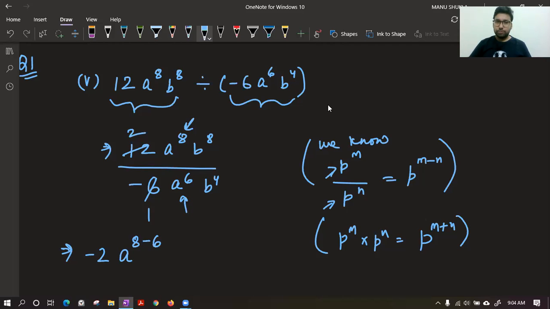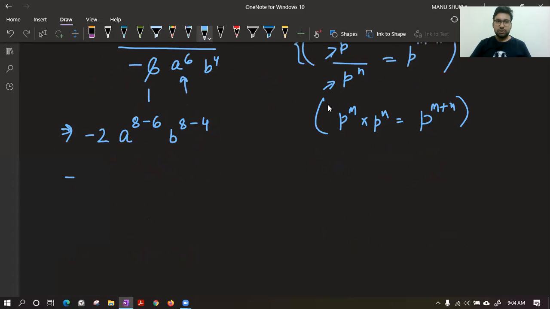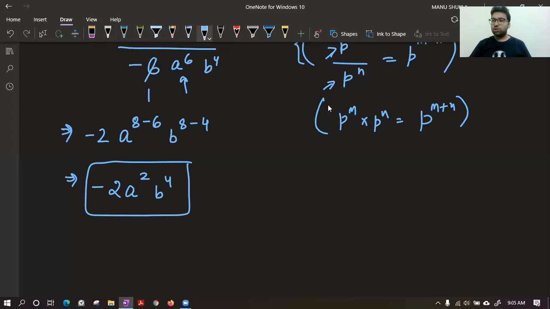And similarly, b power 8 minus, class please answer, 4. By this formula, we have used this thing, and finally we can write the answer as minus 2 a power 2 b power 4. This is the answer. So this was your monomial division. Okay, Shreya, you are correct, but you forgot to write minus 2 in the starting. All of you are clear about this question? All are clear? Any issue? Please answer.